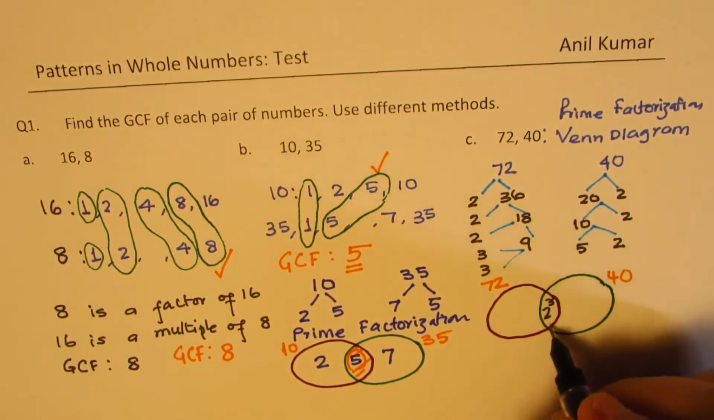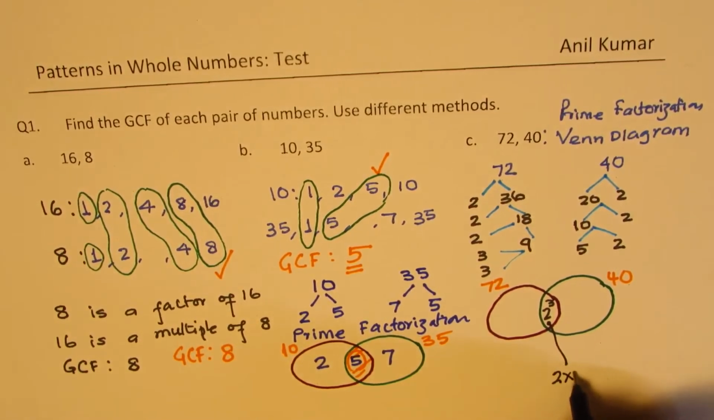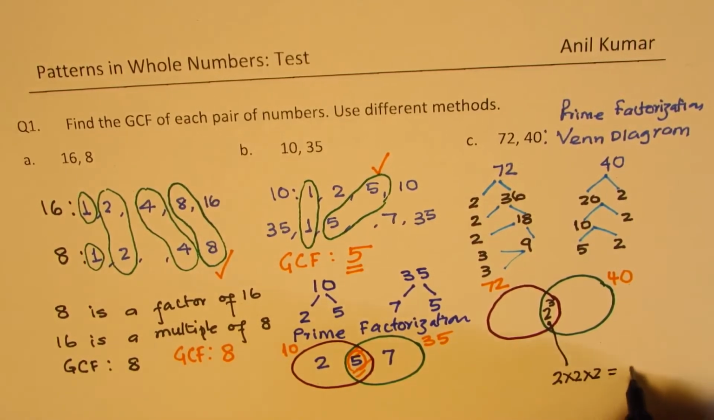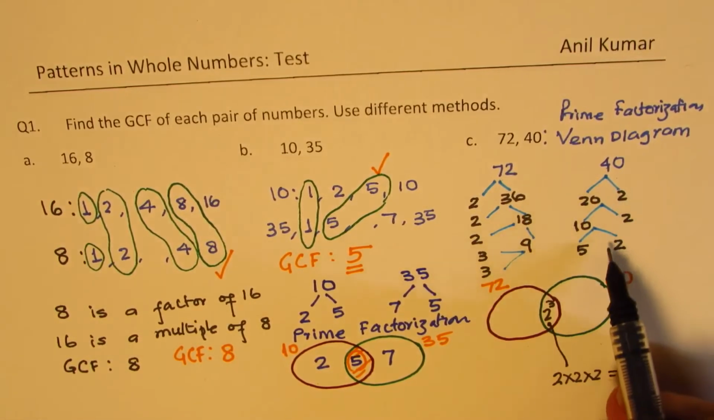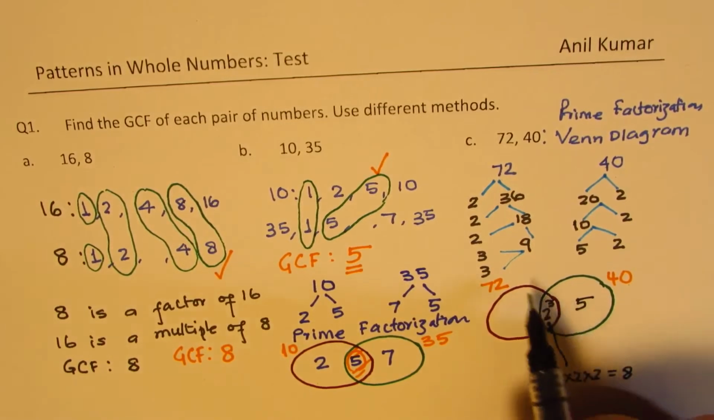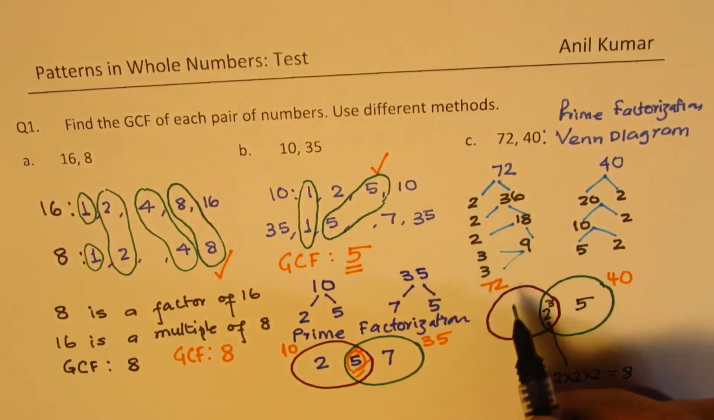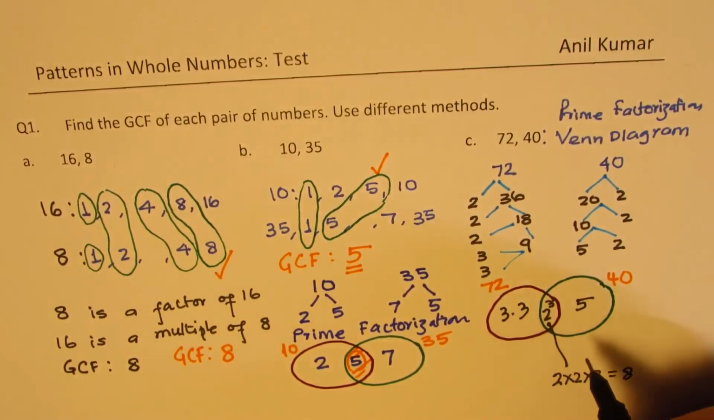2 cube is 8, right? So which is basically what I'm writing here is 2 times 2 times 2, which is 8. Do you see that? So we have already taken care of these 3 2's. We're left with 5 for 40. And here we are left with 3 times 3, right? So we are left with 3 times 3, which is 9.